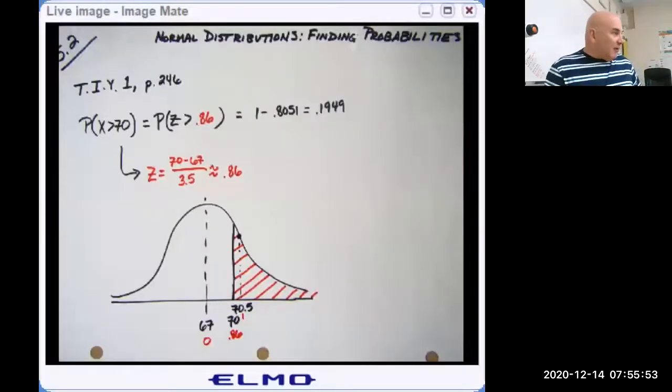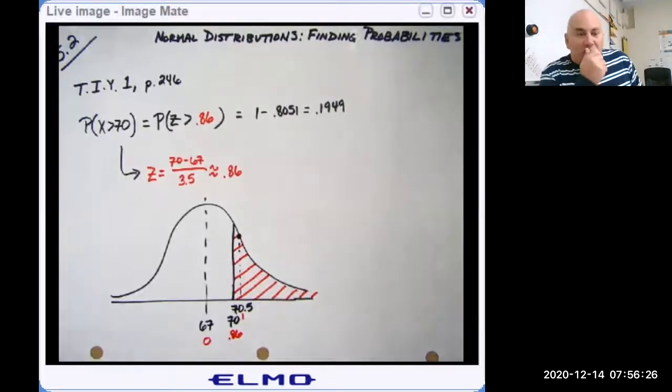Today's first problem, we are going to take from our textbook, page 246, the try it yourself problem at the bottom. It says, the average speed of vehicles traveling on a stretch of highway is 67 miles an hour with a standard deviation of 3.5 miles an hour. A vehicle is selected at random. What is the probability that it is violating the speed limit of 70 miles an hour? Assume the speeds are normally distributed and are represented by the variable x.